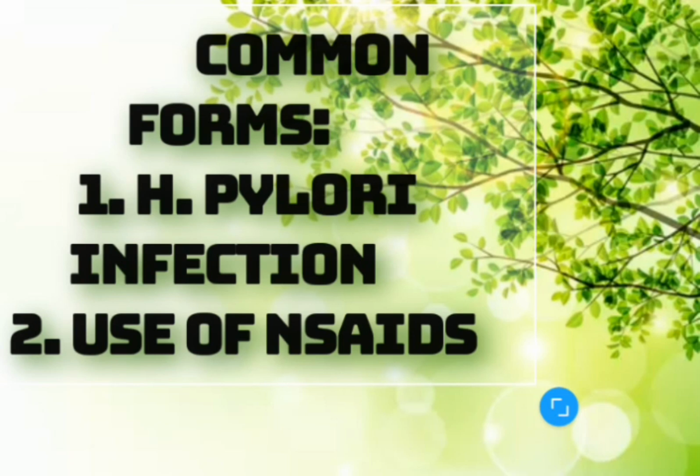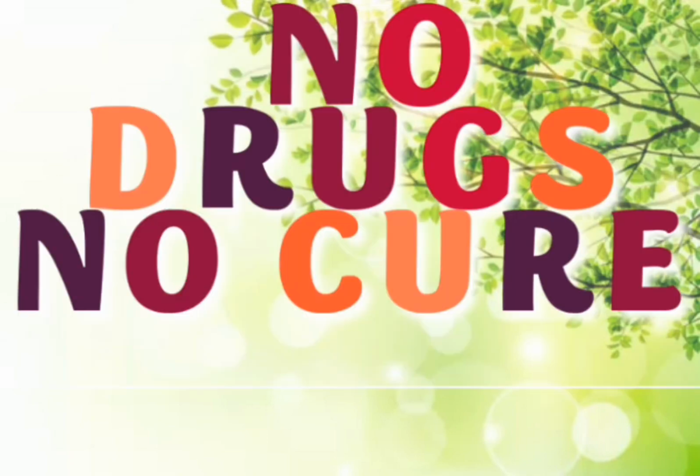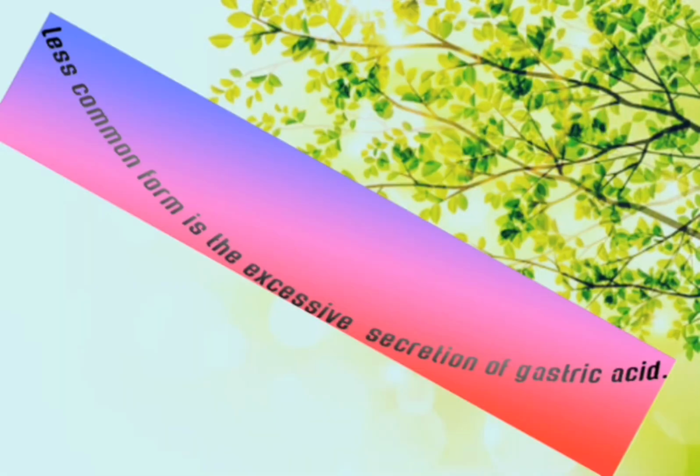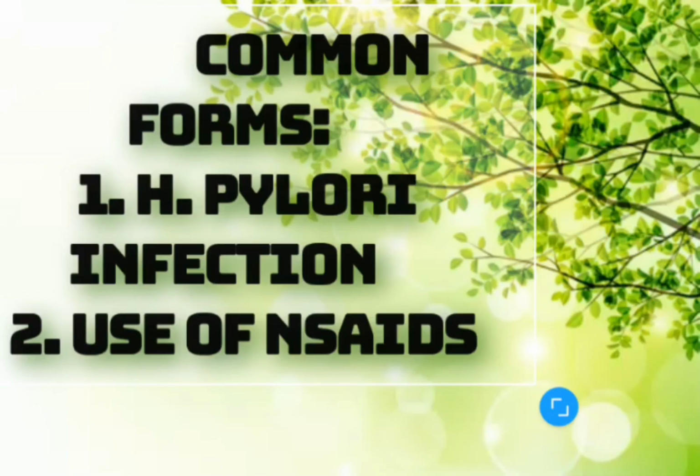The two most common forms of peptic ulcer disease are those associated with Helicobacter pylori infection and the use of NSAIDs. Less common forms are those associated with excessive secretion of acid, which occurs in rare gastrinoma, referred to as Zollinger-Ellison syndrome. So let's quickly look at the two most common forms, which are infection with Helicobacter pylori and the use of NSAIDs.